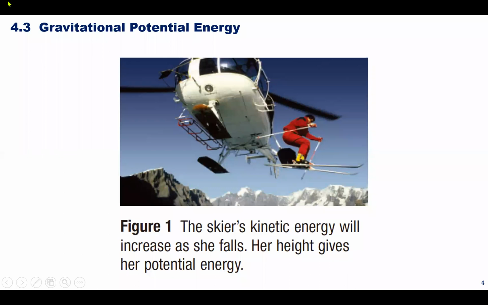Okay, first of all, let's have a look at gravitational potential energy. The extreme sport of heli-skiing starts with a helicopter ride to the top of a remote mountain. A skier like the one shown here in this figure then jumps out of the helicopter onto the steep slopes. How do you know that the skier in figure 1 has energy before jumping from the helicopter? How can this energy be transformed into another form? In this section, we'll learn the answers to these questions.